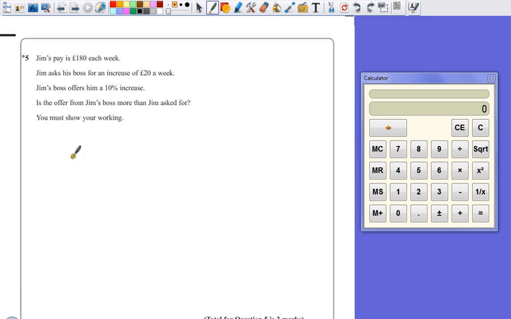Now, 10% is nice and easy. So let's have a look. So if we look at what his boss's offer is, I'm just going to label where I'm going to put my calculation. Boss's offer. So we want 10% of £180.